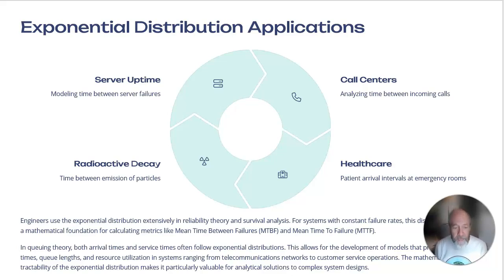MTBF, mean time between failure, MTTF, mean time to failure, and you really want to not get those confused, because we're really talking about failure to failure, but this does fit exponential distributions quite well. So what does it look like?